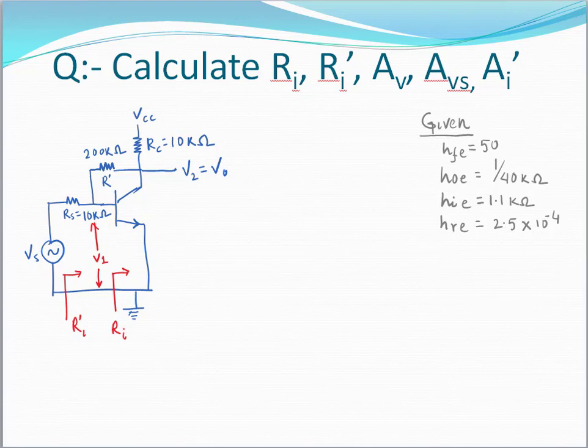If we see this circuit, you will find that this circuit operates in common emitter mode, because input is taken from base and output is taken from collector, and emitter is common to both, and it is grounded. And there is one resistance of 200 kilo ohm as feedback between the input side and the output side.